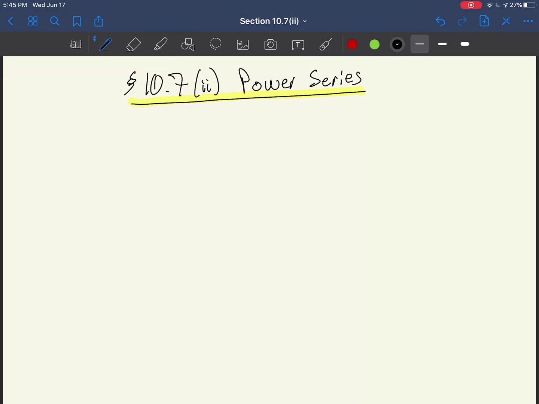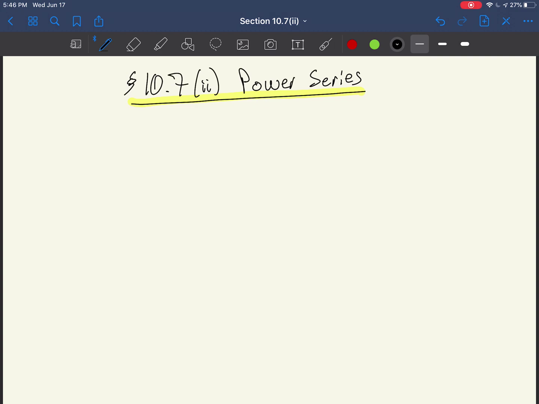Hello and welcome back to Power Series Part 2. Previously we looked at how to find an interval of convergence for a power series. So we looked at a power series and said, for what values of x does this series converge? To do that you use the ratio or root test, or sometimes the geometric series test, to find an open interval of convergence, and then you have to test the endpoints.